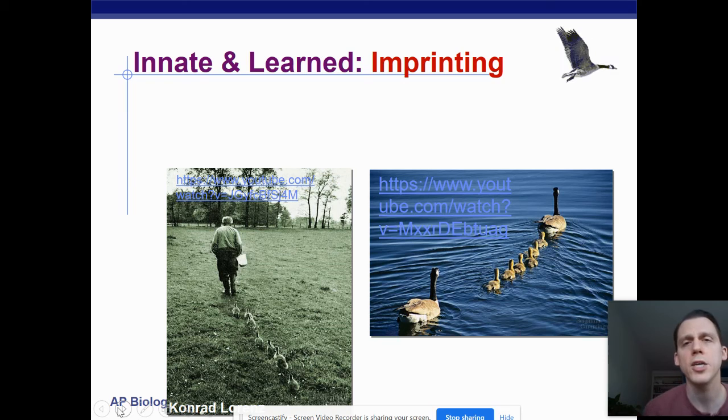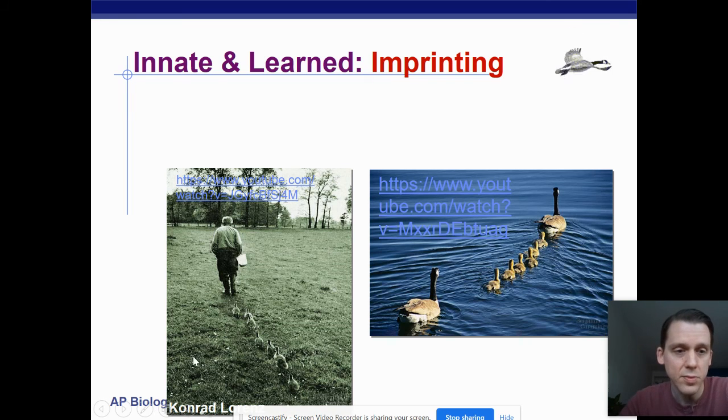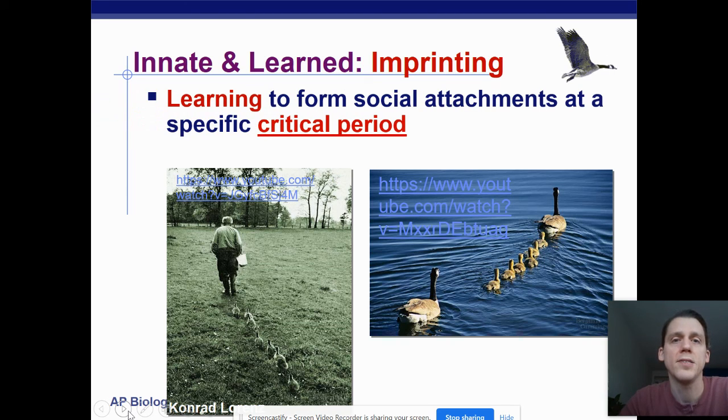All right. So our connection between innate and learned is imprinting. This is basically when young animals, like these young ducklings or goslings here, will start to follow the very first thing they see, which is usually going to be their mother, but in some cases could actually be a human or a dog, as we'll look at in some videos. So imprinting is learning to form social attachments at a specific critical period. It can only happen early on, and it's necessary that it happens because this imprinting is going to allow the birds to survive early on. So it's a little bit of innate, but it's also a little bit of learned.